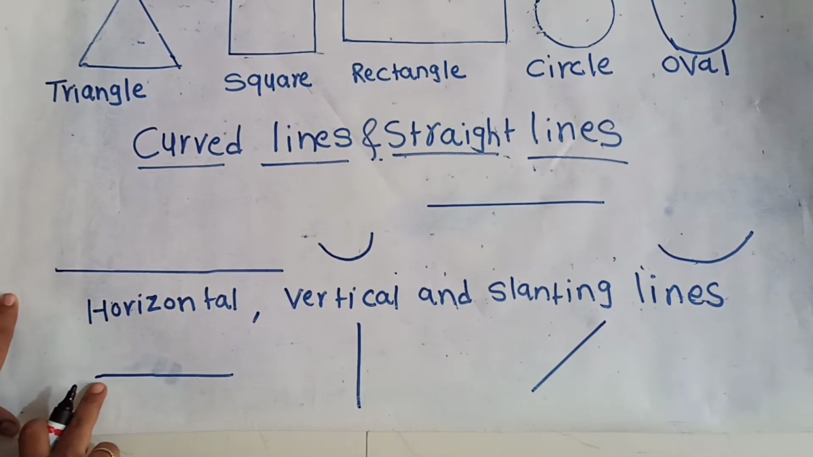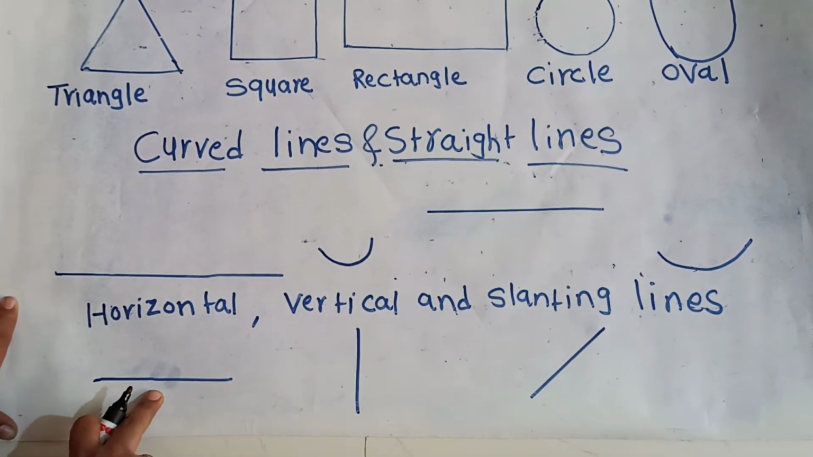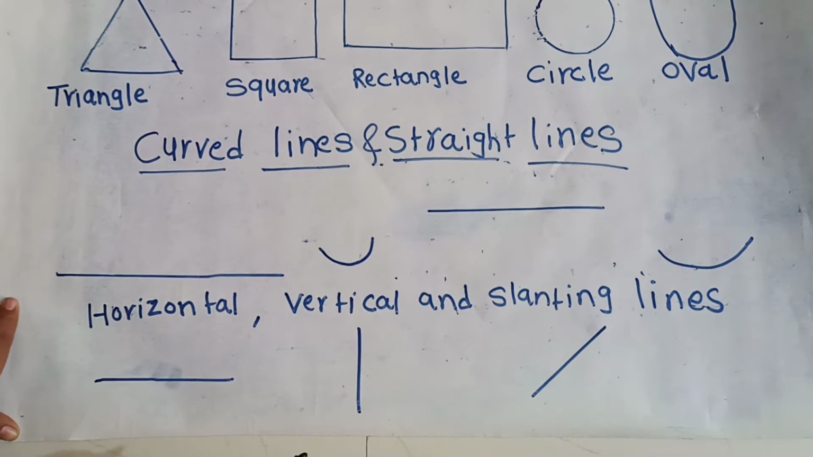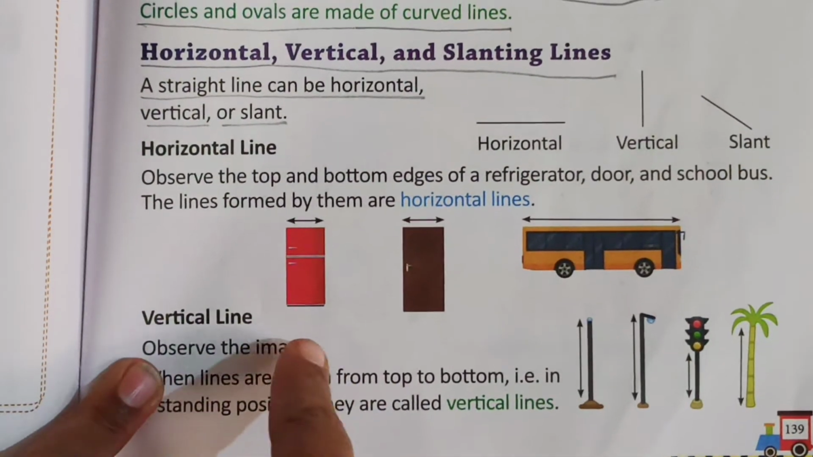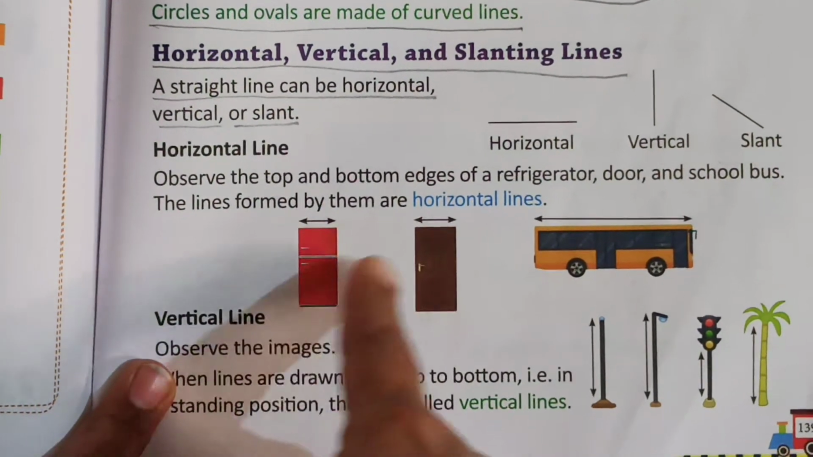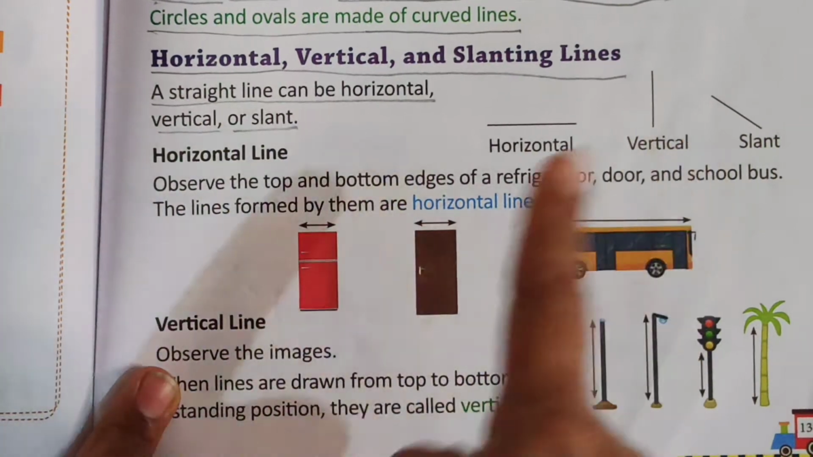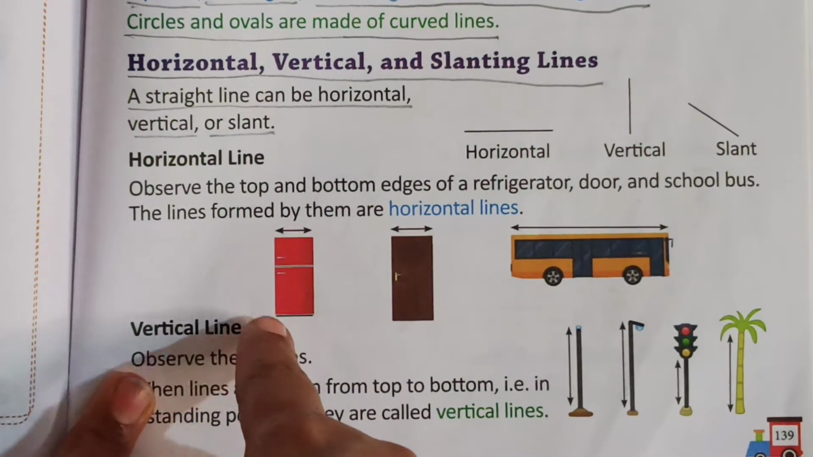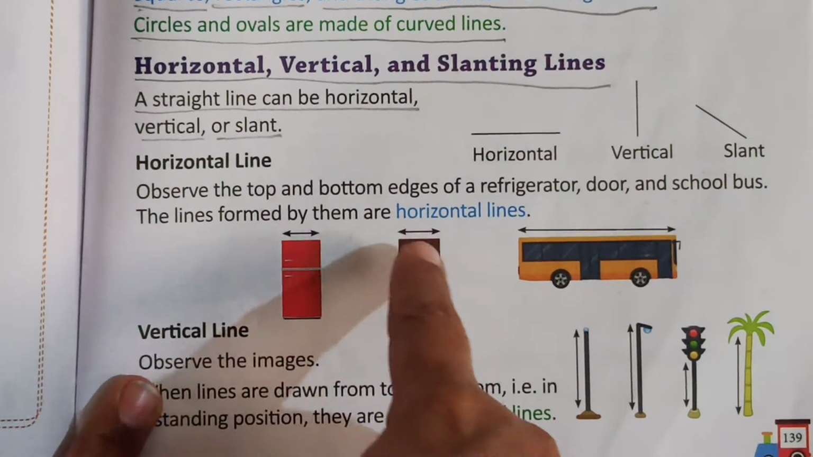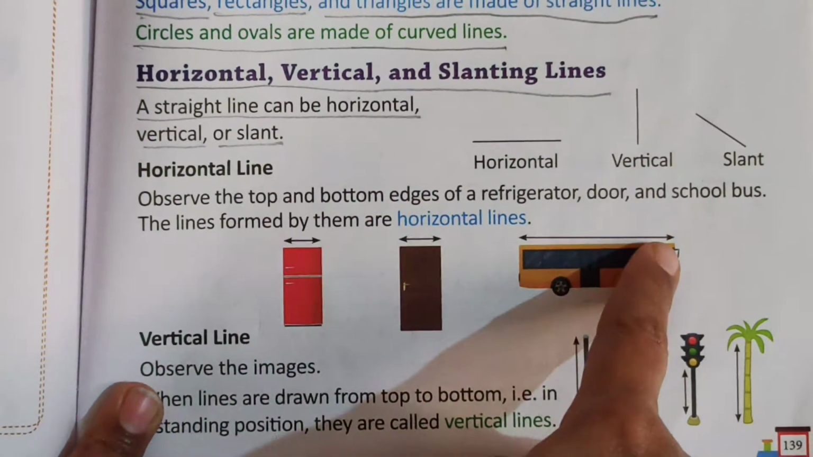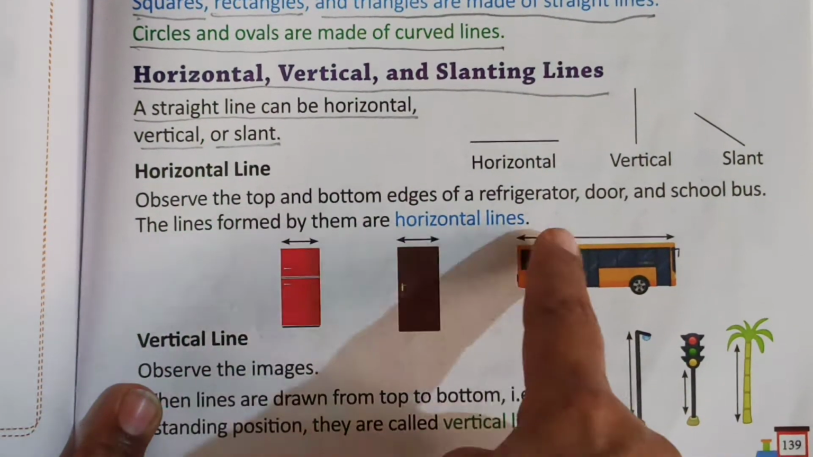Okay, and you know, children, horizontal, vertical and slanting lines are straight lines. Okay, look, this is a refrigerator, this is a door and this is a bus. Observe the top and bottom edges of a refrigerator, this door and school bus. The lines formed by them are horizontal lines.